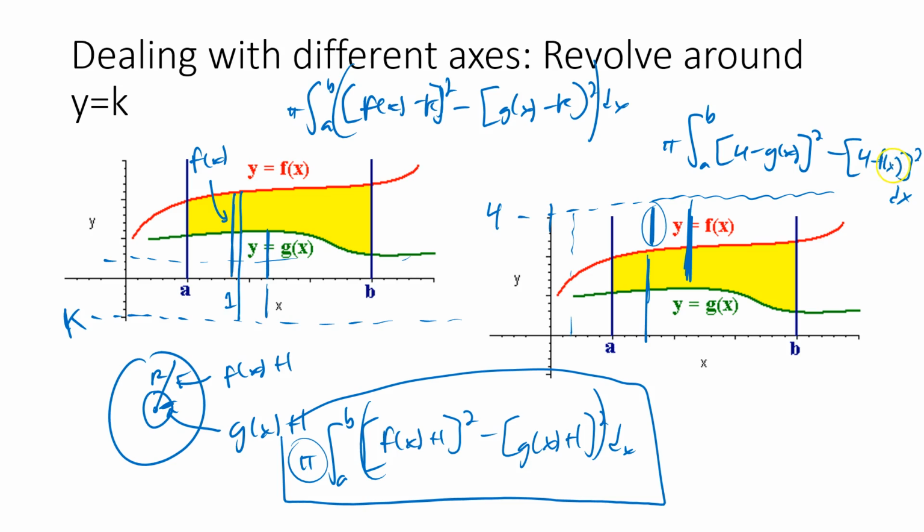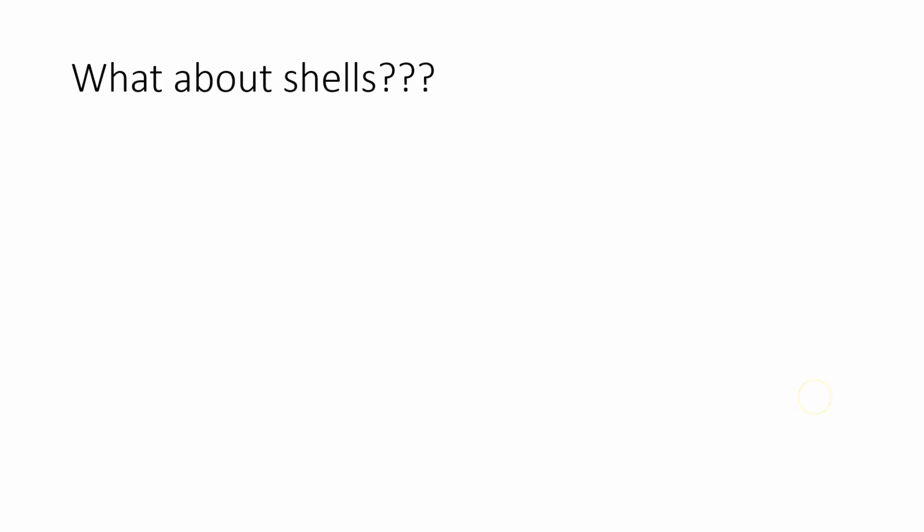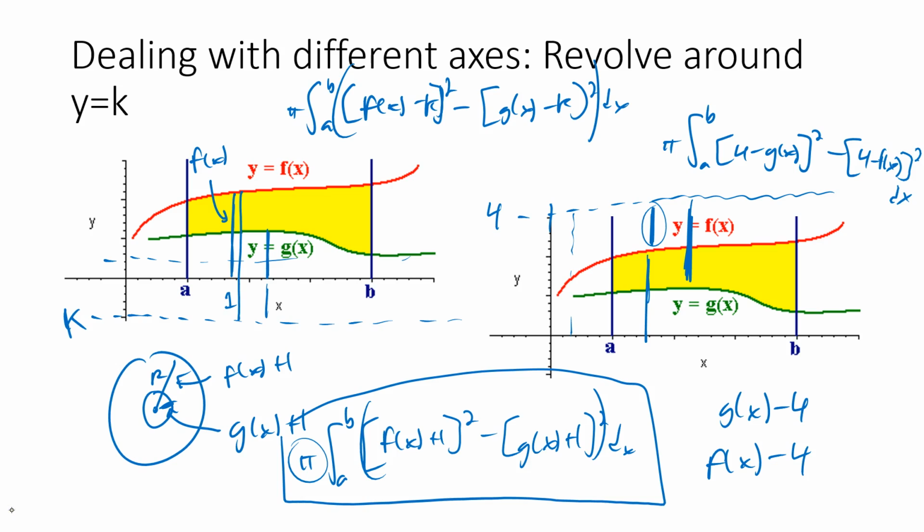Now, once again, we could have done f of x minus 4. Let's think about what that would be, and g of x minus 4. So we could have done g of x minus 4 and f of x minus 4. Let's think about what that would do. So if we think about g of x minus 4, what that's going to do is actually going to give you a negative value. Right? G of x minus 4 will give you this distance, but it'll be negative. Since you're squaring, it doesn't matter, right?